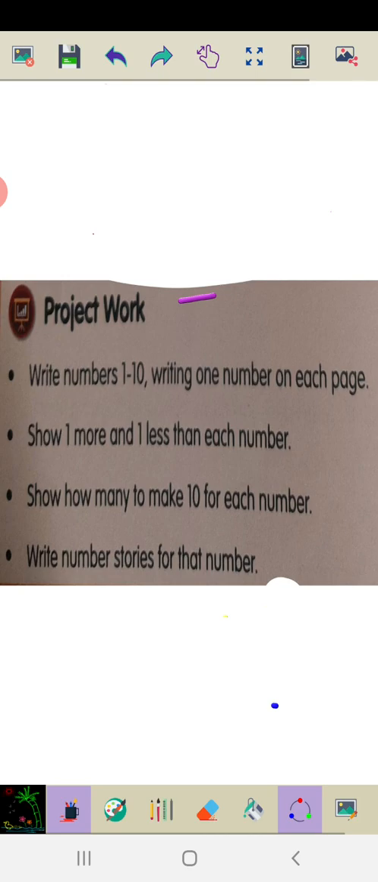I will give you one example for one number. I am not telling any story, but I am sending you a YouTube link. You follow the link and see how to say the number story. This is the example of number 5. Watch that and see how the number story can be said. So I am sending it for 5. For the remaining numbers 1 to 10, you need to record the number stories and send them on the group.